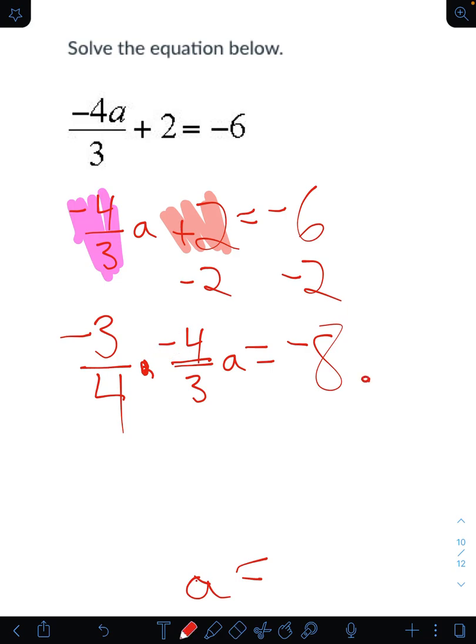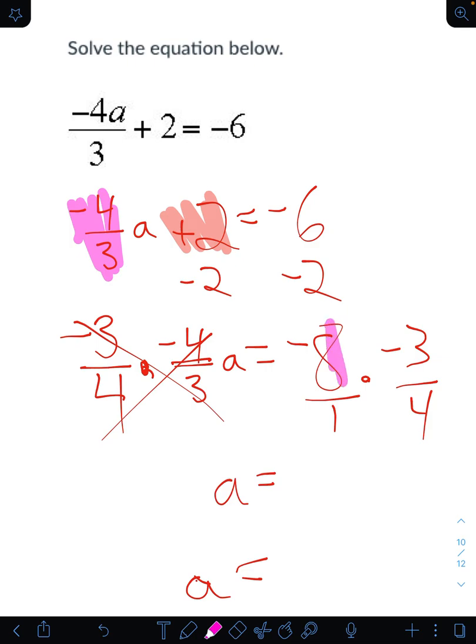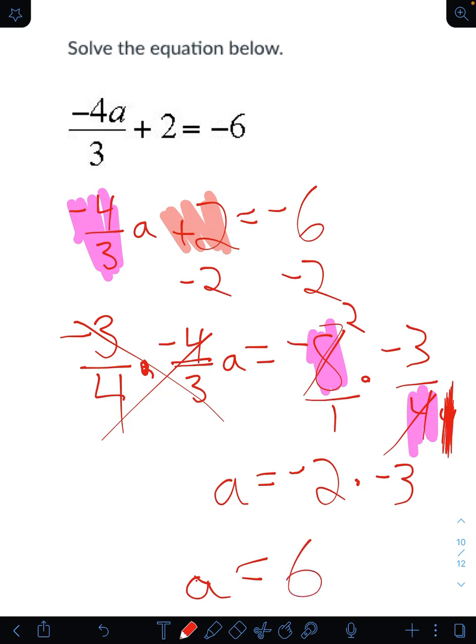So I multiplied this by negative 3 over 4 as well. Put a 1 over here. So that cancels, that cancels. So I'm left with a equals. And then, oh look, I have an 8 and a 4, so I can divide both sides by 4. 4 divided by 4 is 1. 8 divided by 4 is 2. So it'll be negative 2 times negative 3, which is a positive 6.